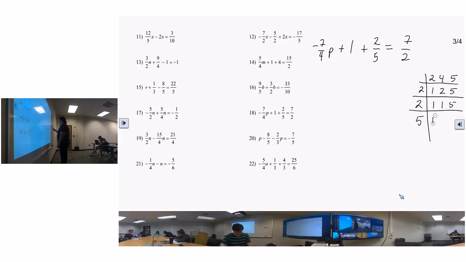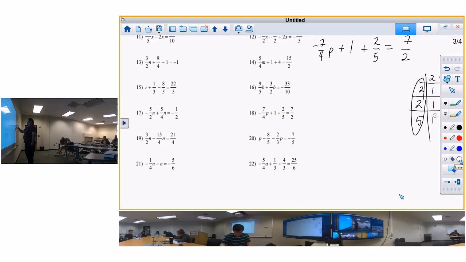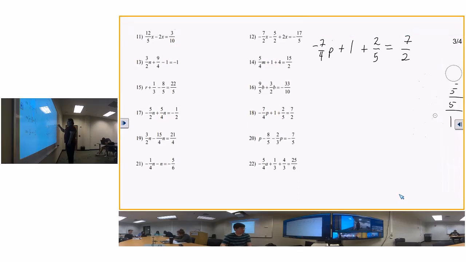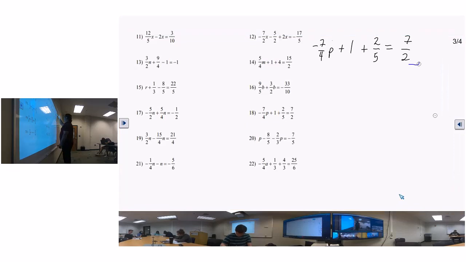2, 4, 2, 5. 2, 2, 1, 5. And 5, 1, 1. So what is the common denominator? 20. 20. Good job. So I'm going to erase this. I'm going to multiply through by 20 over 1.